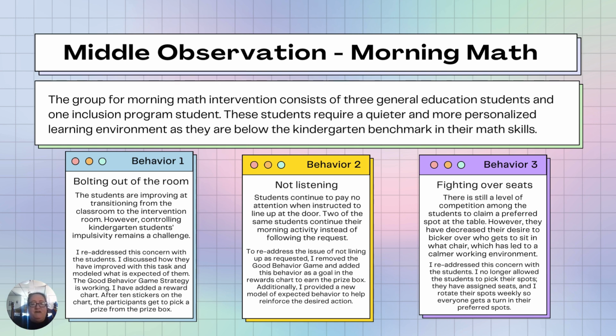Behavior 3 was the fighting over seats. There's still a level of competition among the students on preferred seating. However, it has decreased, which is a calmer work environment. So I readdressed this concern, and I no longer let them pick their seats. I have assigned their seats and explained to them I will rotate the seats out once a week.